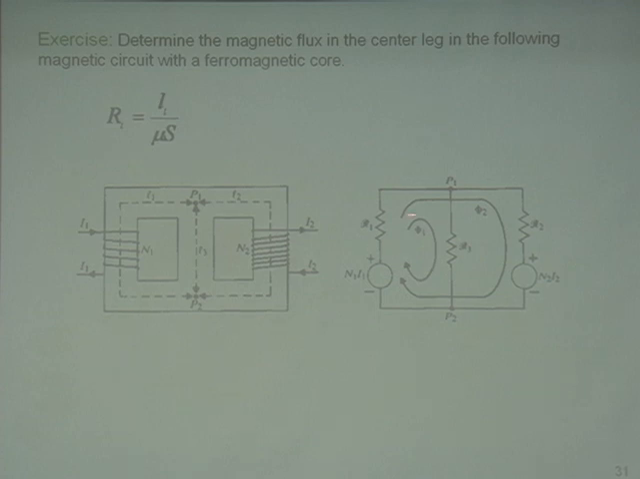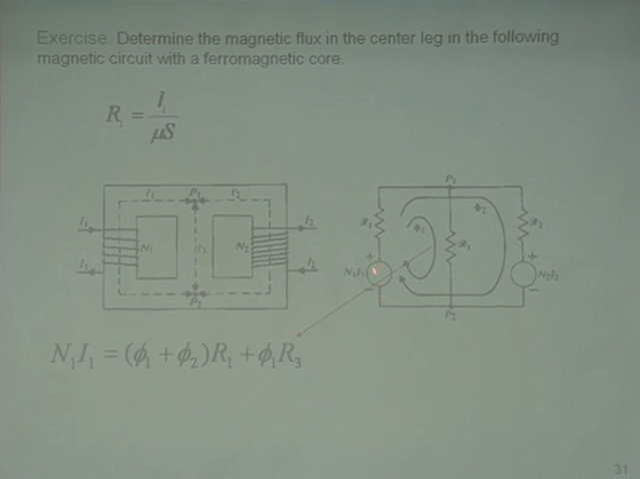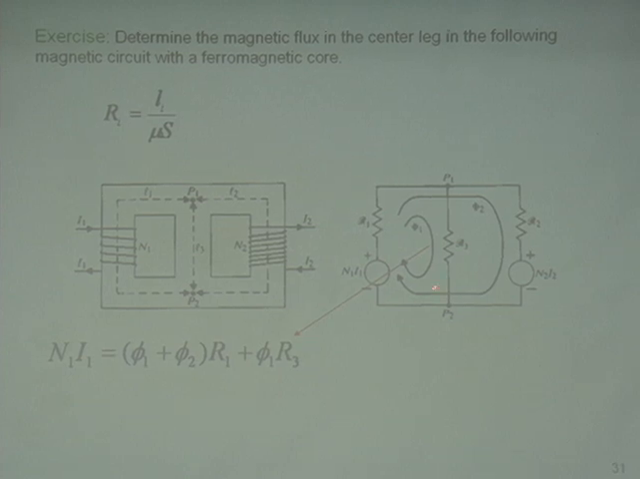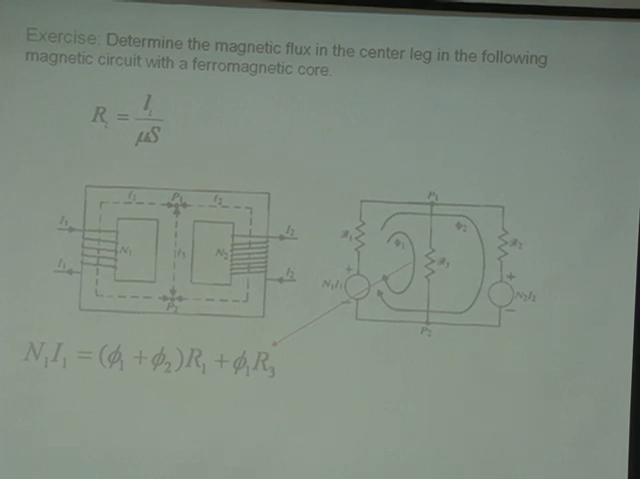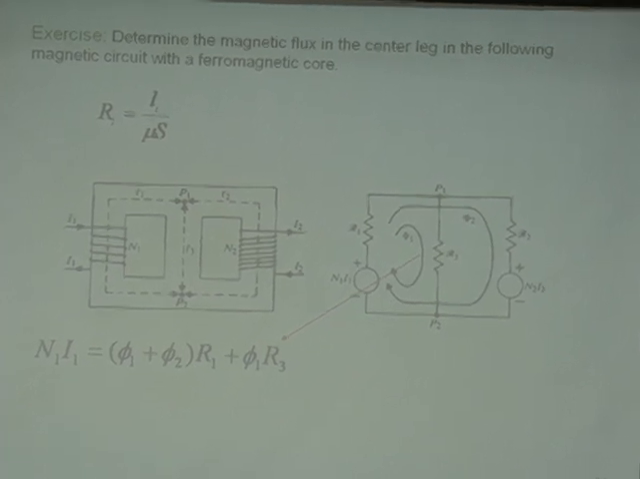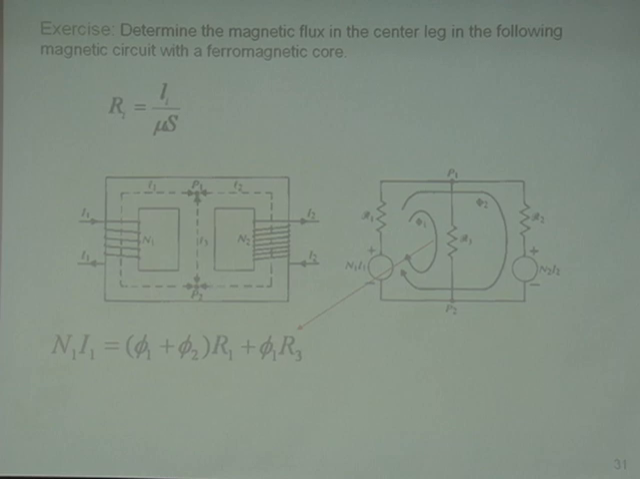所以呢，在这个 branch 里头，你有 phi 1 plus phi 2 multiplied with R1 as a voltage drop, and then in this loop, the phi 1 going through this R3, so you have a second term right here, phi 1 R3, and the whole thing is equal to the MMF of the circuit loop right here. So you have N1 I1. Okay. So this is basically just the electric circuit model.